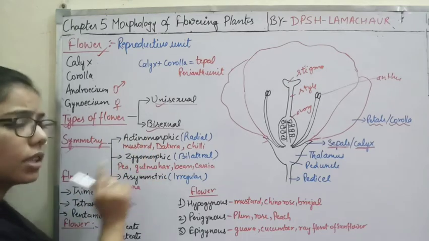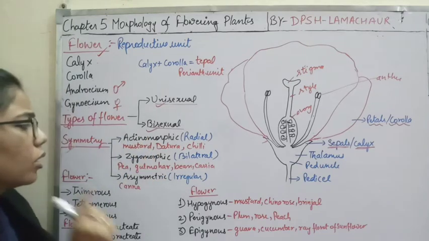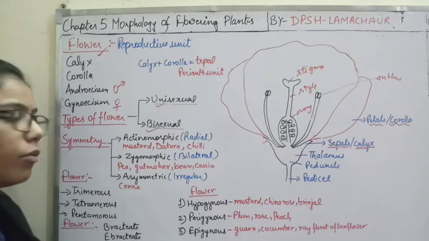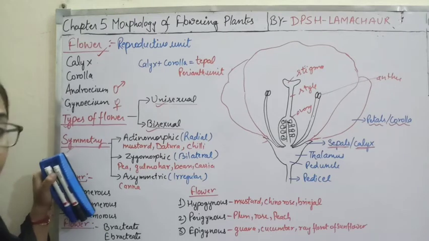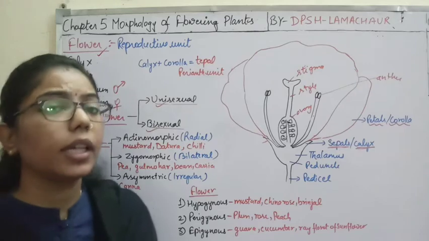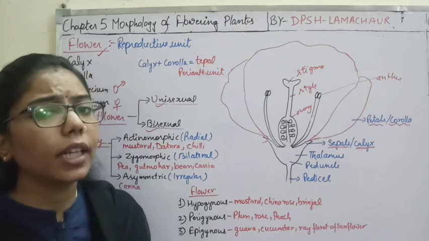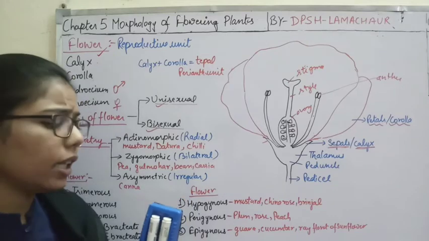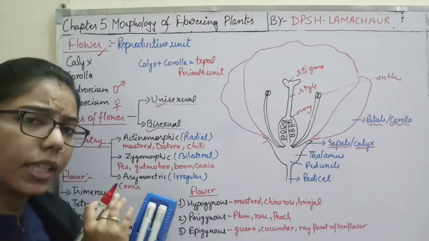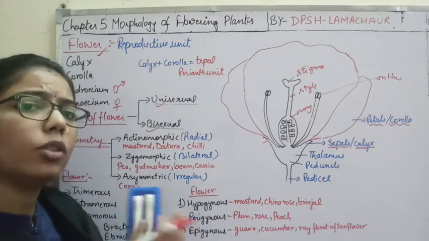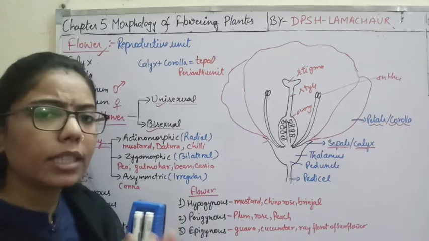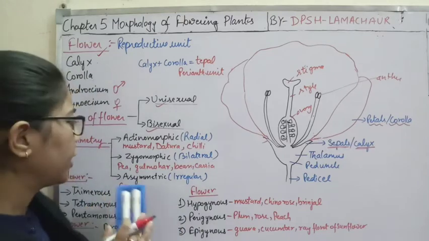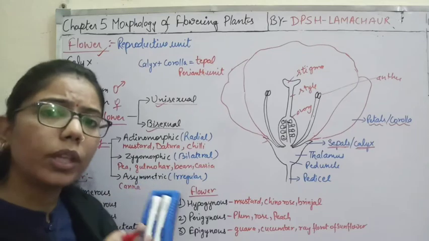And another one is zygomorphic. So one by one we will understand what it is. Now, whenever we say symmetry, what is the meaning of symmetry? It means that when we cut any part, it has the ability to divide into two equal halves. Symmetry is when there is the ability to divide into two equal halves.